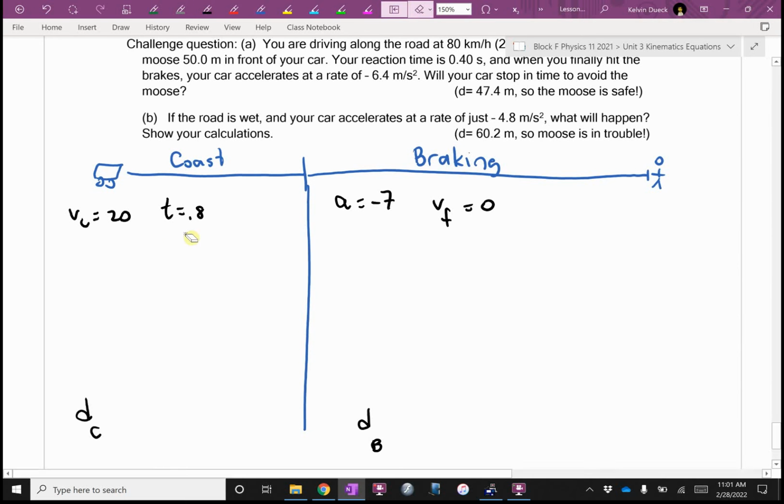Cohen, how many things do I know here? I need 3 to find a 4th. So I'll pause. Did anybody see there's something else we know here that's kind of implied? Did anybody catch it?